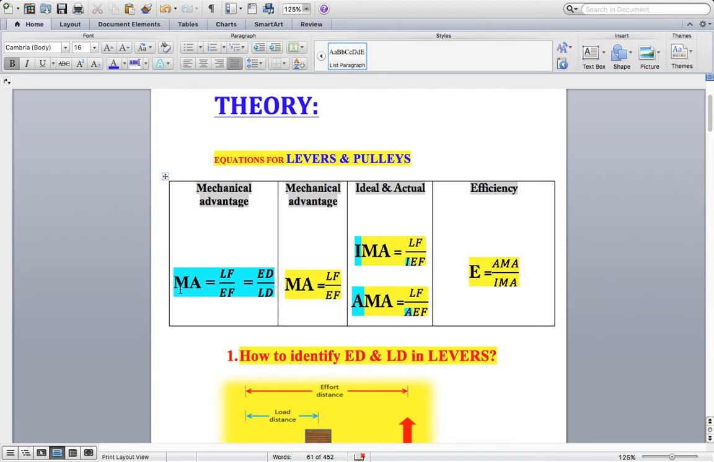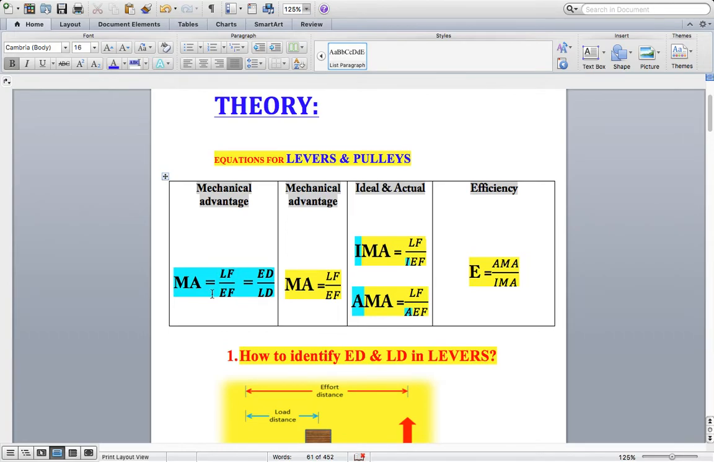You have to study two different equations to find the mechanical advantage of a lever or a pulley. First one is called the force equation. It's load force over effort force. Second one is called the distance equation, which is effort distance over load distance. So in your problem, check whether they gave you the load force value and effort force value. If both are given, you can find the mechanical advantage by solving this equation.